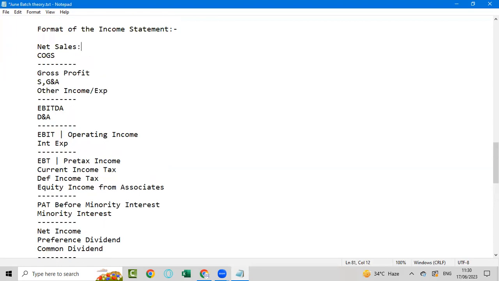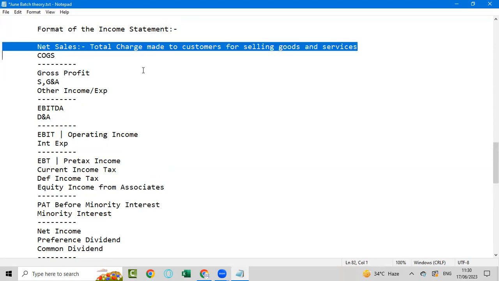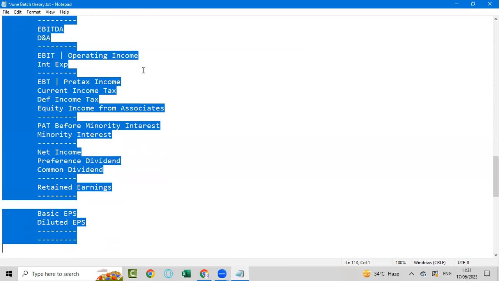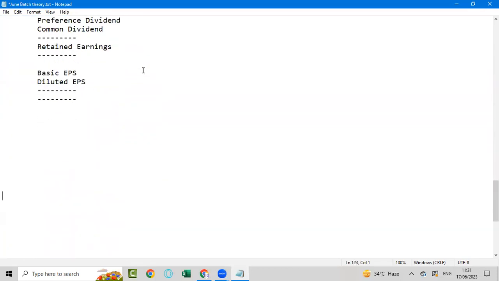Let's start with net sales. What is net sales? Total charge made to customers for selling goods and services. Let me copy this. You should also do it, but you are writing on paper, so you cannot copy. What you should do is write net sales, and write the description like this. What is net sales? Now write the description which I'm going to write here.